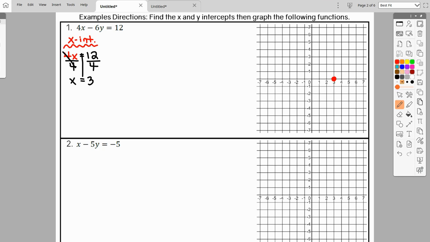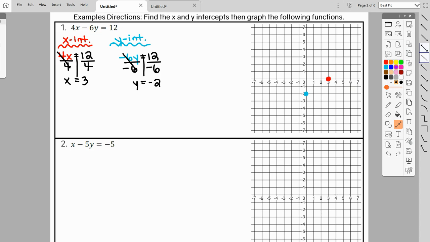For the y-intercept, I see that I keep the y variable in my equation, -6y specifically, and I set that equal to the right side of 12. I divide each side by -6, and that comes out to be my answer of y equals -2. Plotting that point on my y-axis, and then we just connect with a nice straight line.